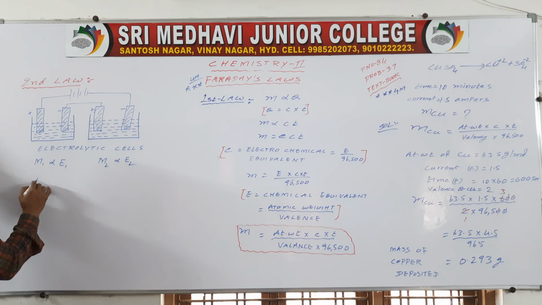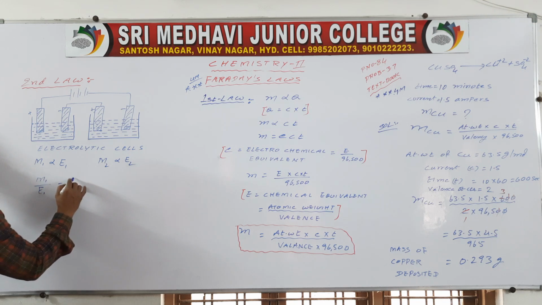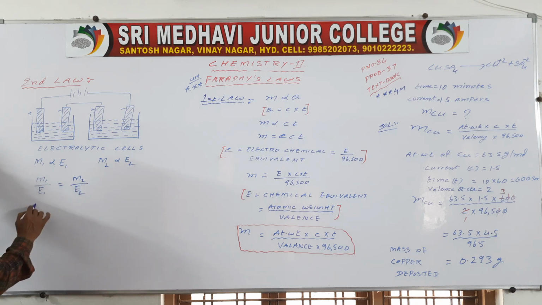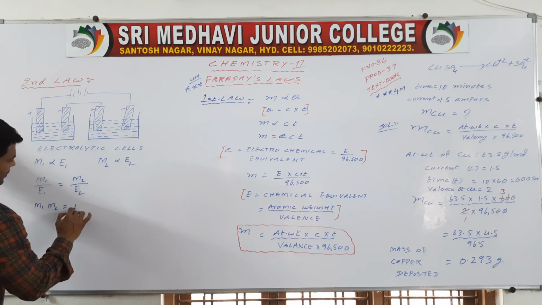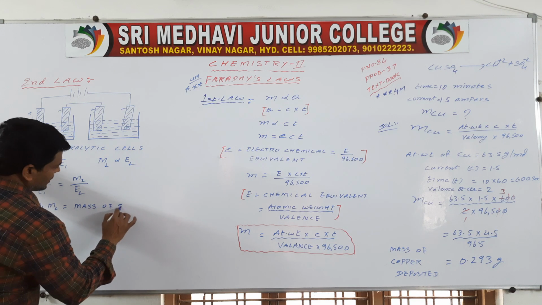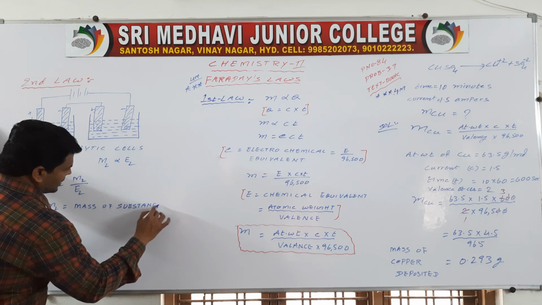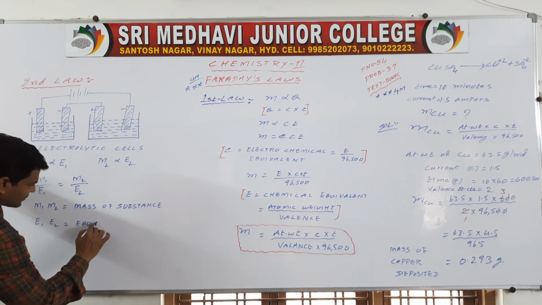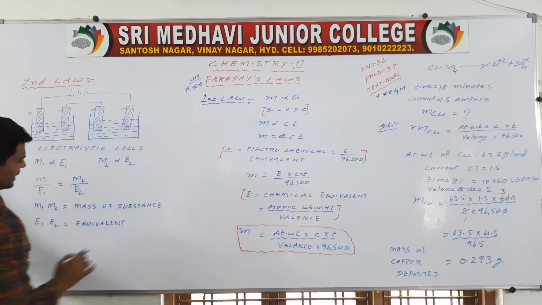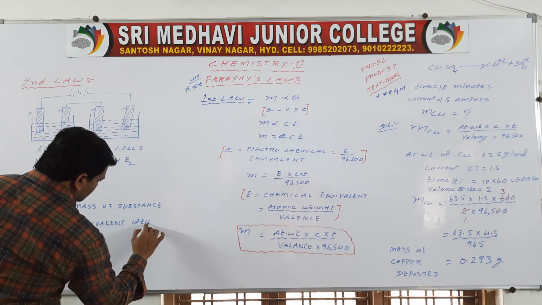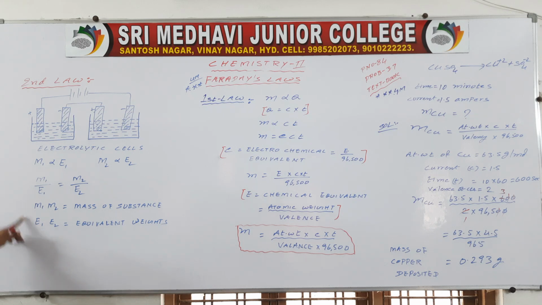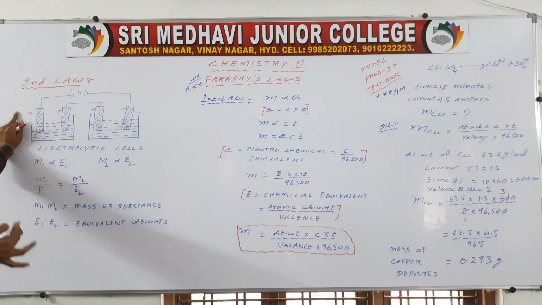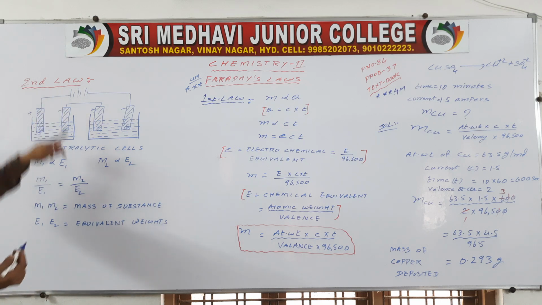So m1 by E1 is equal to m2 by E2. Here m1 and m2 are the masses of the substances, and E1 and E2 are the equivalent weights. The mass of the substance deposited or dissolved at an electrode, in electrolytic cells connected in series, is directly proportional to their equivalent weights or chemical equivalents. This is Faraday's second law.